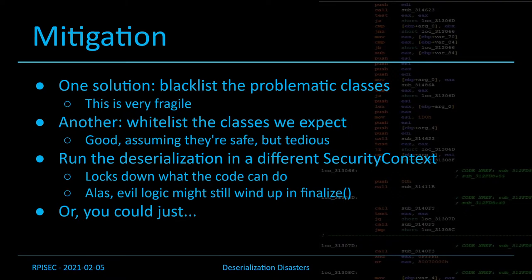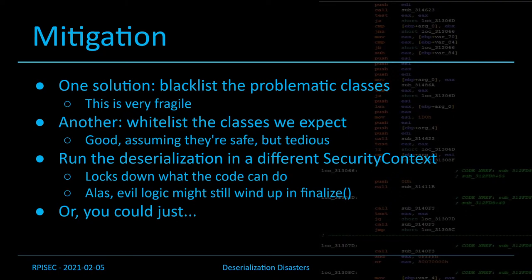You can also run the deserialization process in a security context that is very restrictive. So you could say, okay, you just can't do any of these evil things. You can only build an object. But you can run into problems if the nasty behavior happens later. For example, if the finalize method happens to be vulnerable, then you can have it go off whenever the garbage collector claims it.